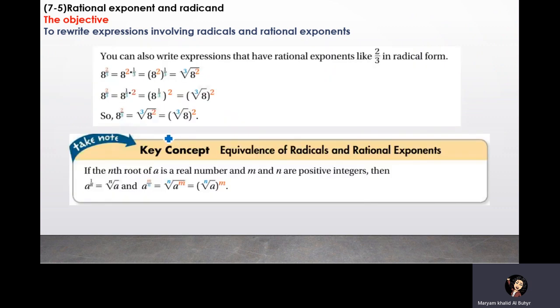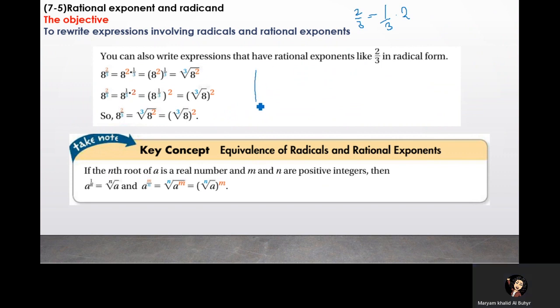Now, let me give you more details for this lesson. If we have, for example, a to the power 2 over 3, you know that 2 over 3 you can rewrite in multiplication like this: 1 over 3 times 2, right? Since you can write them like that, we learned before that if we raise a power to another power, we can write them like this.